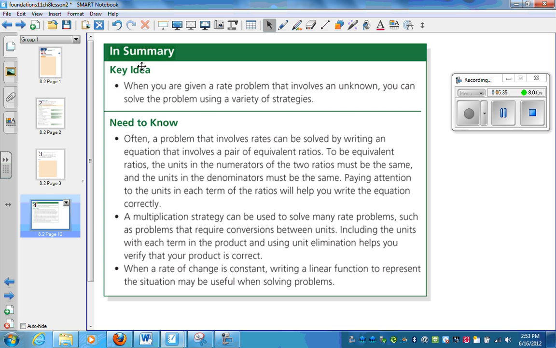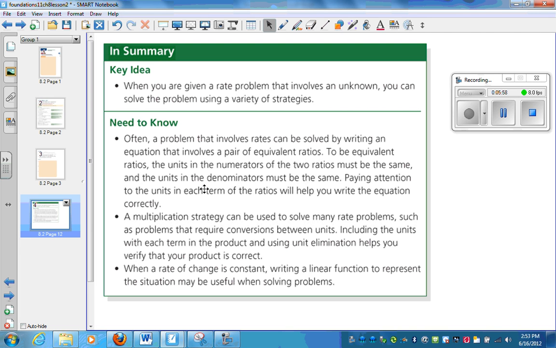Okay, so key ideas. When you're given a rate problem that involves an unknown, you can solve the problem using a variety of strategies. Often a problem that involves rates can be solved by writing an equation that involves a pair of equivalent ratios. To be equivalent ratios, the units in the numerator of the two ratios must be the same and the units in the denominator must be the same. So we have to convert.